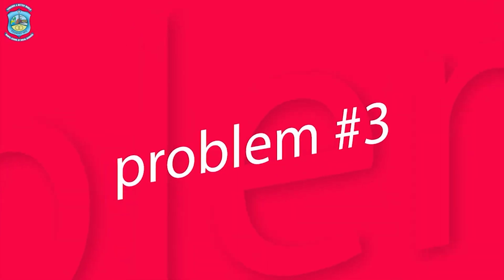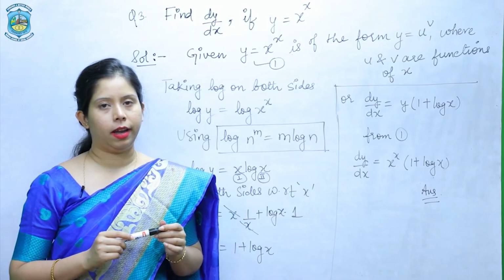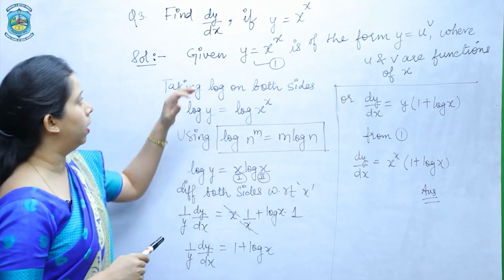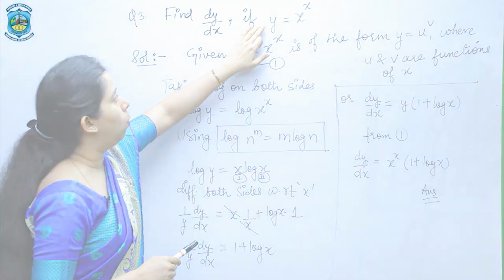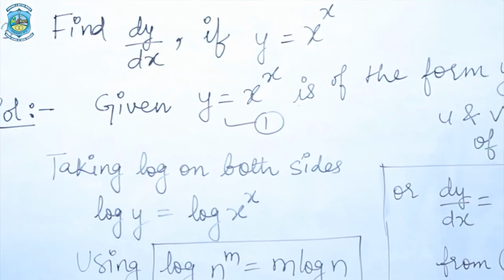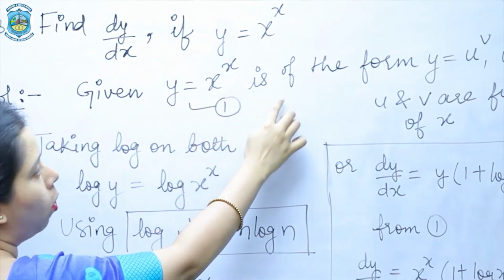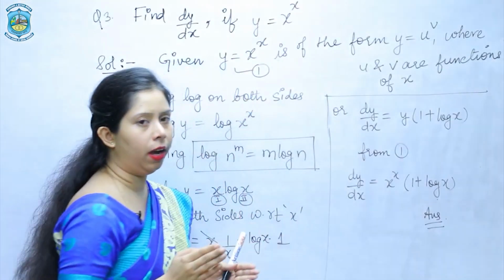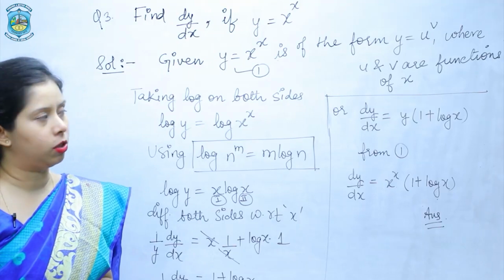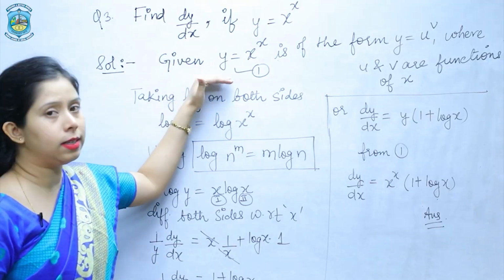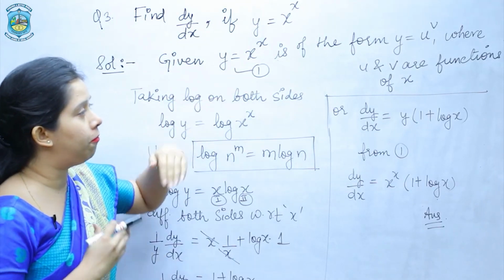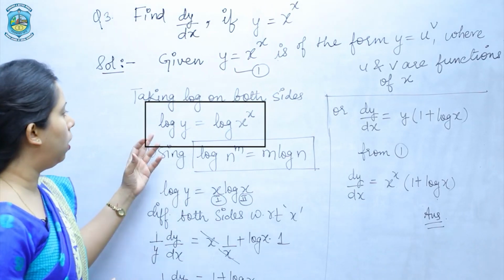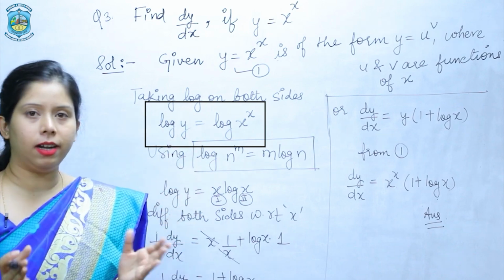Now the third question is, find dy by dx if y is equal to x raised to the power x. So here we are having y is equal to x raised to the power x. Now this example is of the form y is equal to u raised to the power v, where u and v both are functions of x. So in this case, when you are having function raised to the power function, it is convenient to take log on both the sides and then differentiate.